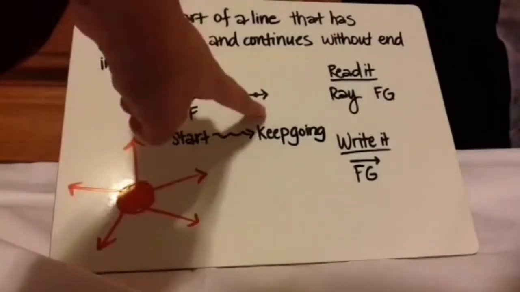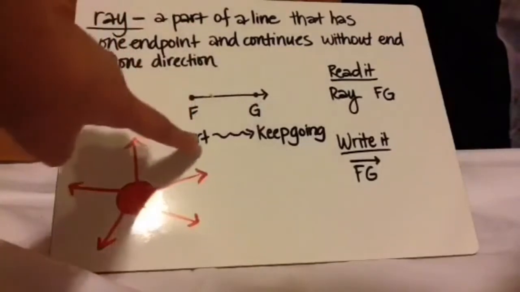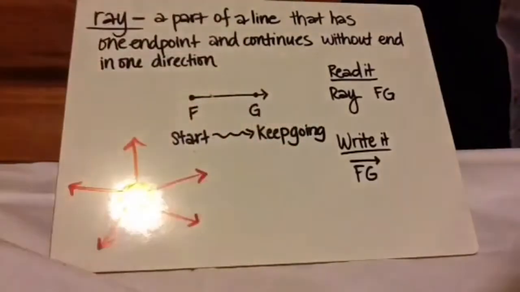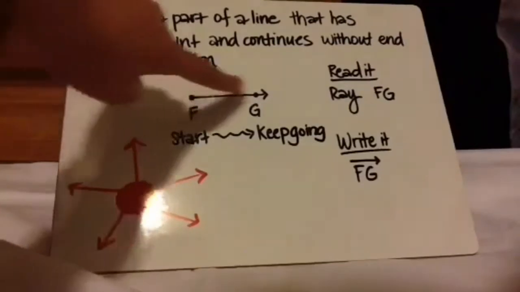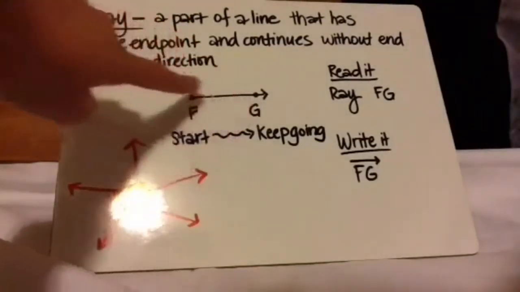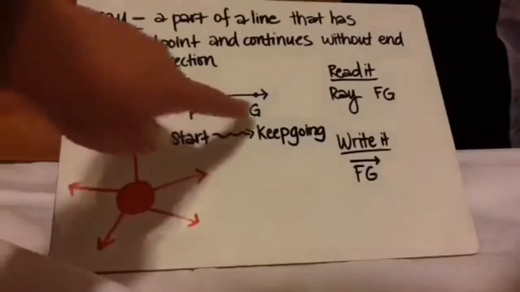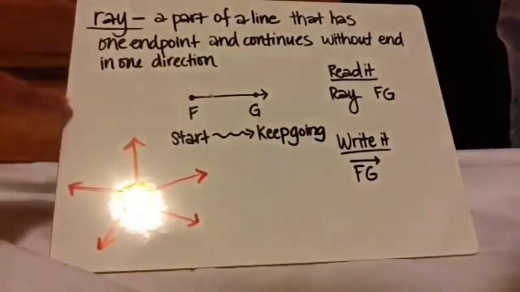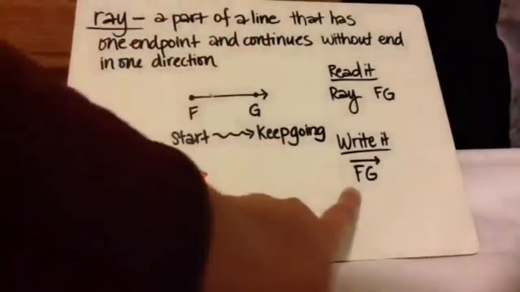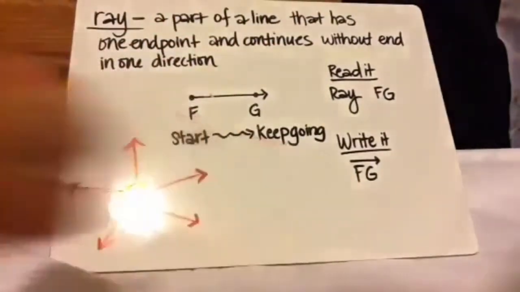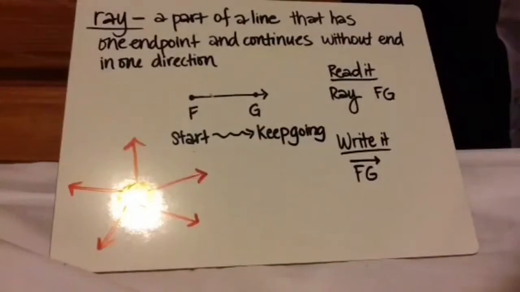So this side has the arrow, so this is your starting point and you keep going. So in that situation, you can only read it one way. You start with the starting point and you say ray FG. You cannot say ray GF because then that's like saying this is the starting and it's going this way, and it's not. So you say ray FG, and the way you write it is you write FG and then you put a line with an arrow on one side only.